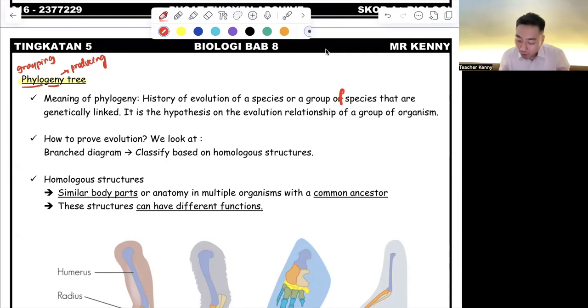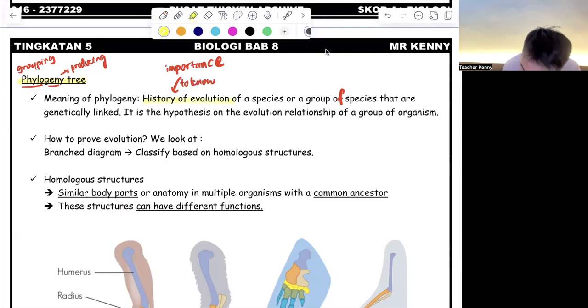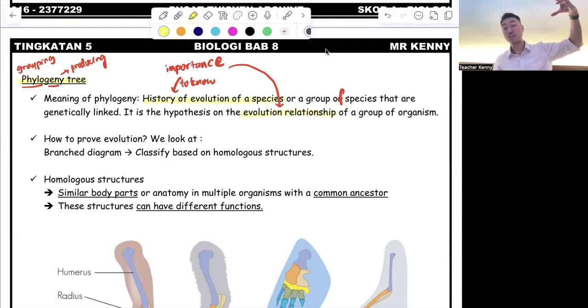Yeah. So they ask you, what's the importance? Use back the words here. Number one, to know the history of evolution of species or a group of species. To know the evolution relationship of us. One is to know my history. One is to know, now I know my history, do I know your history? Are we related to each other?